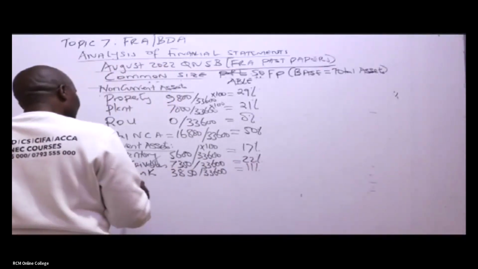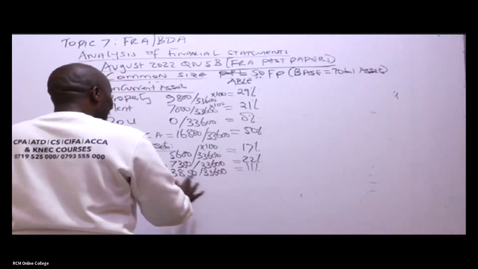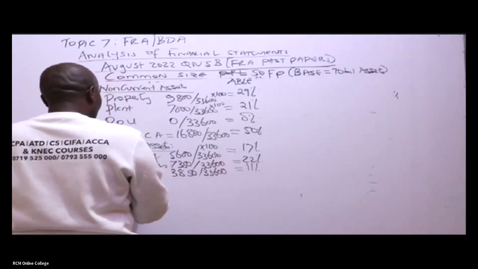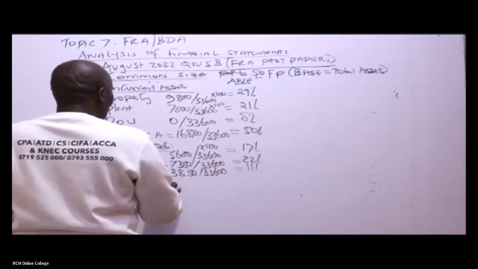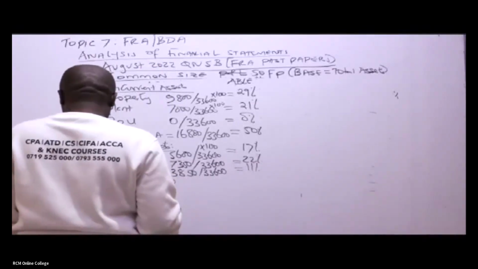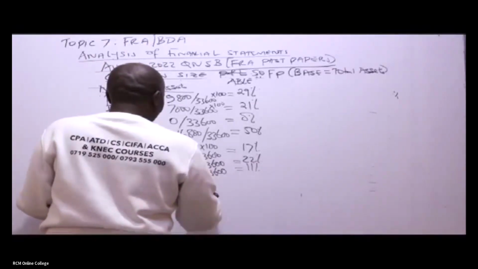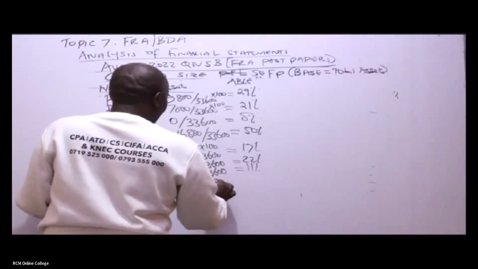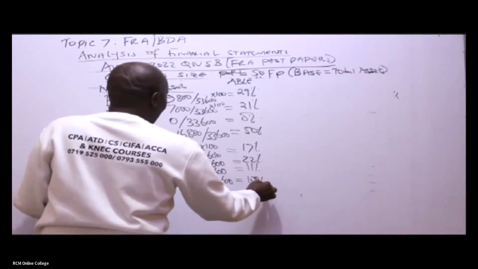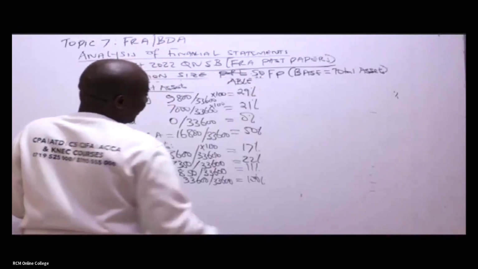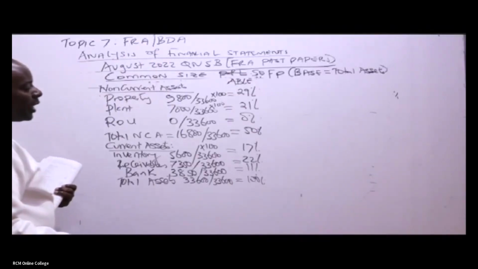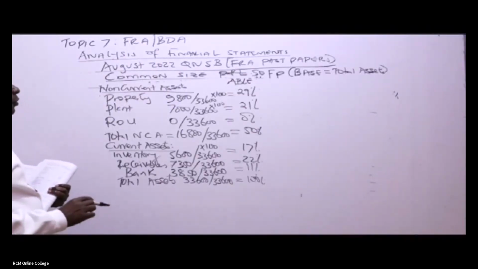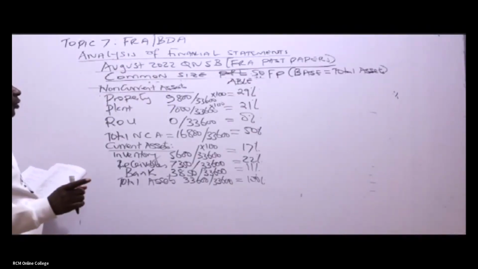And then they have given me, I don't have to do total current assets. No. They've just given me total assets. You do it for everything given. Total assets, I can see 33,600. So I divide this by 33,600. Then I'll be able to get 100%, which basically will be a sum of everything there.